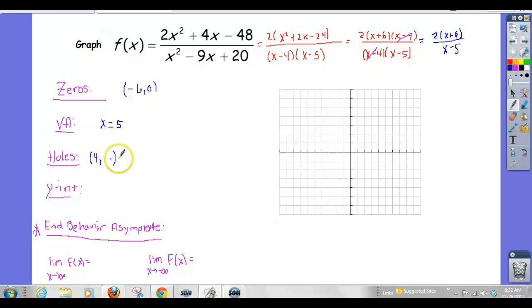So how do we get the y-coordinate of that point? Well, you just need to plug 4 into this result here. You can't plug it into the original, because if you plug it into the original, you're just going to get 0 divided by 0, because it had that x minus 4 factor in there. So plug it into this one right here. We'll do that here to the side. 2 times 4 plus 6 divided by 4 minus 5 gives us, the top becomes 20 and the bottom becomes negative 1. So negative 20.